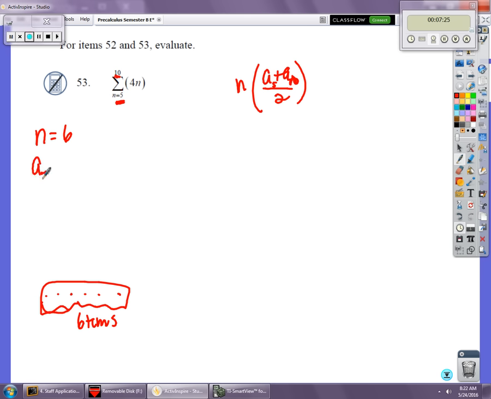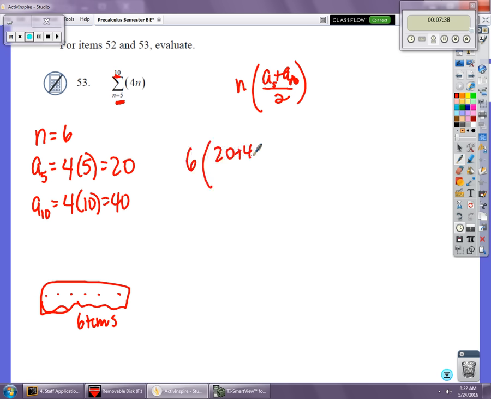Okay, so to find the 5th term, we would say 4 times 5. And to find the 10th term, we're going to do 4 times 10. And then we can plug it into the formula. I might cross simplify here just to make it a little easier without a calculator. And then 380.